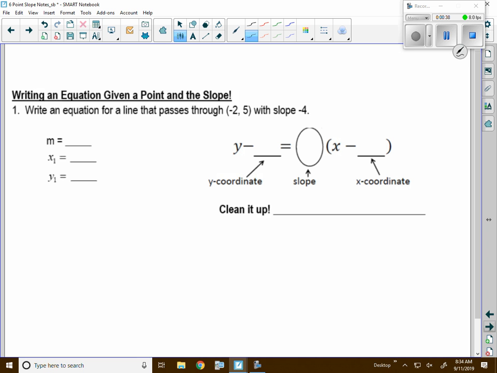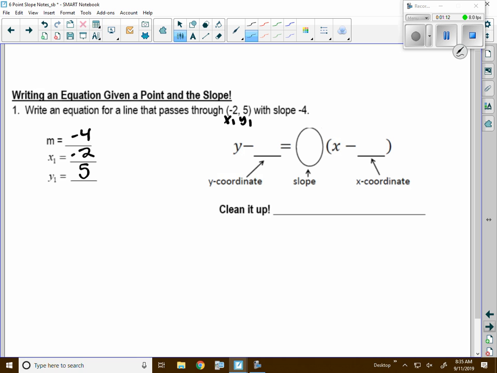So in here, we have the slope, which is still represented as m, and then x1 and y1 are going to be the numbers that are in your point. So here, let's just go ahead and label for the sake of labeling. x1, in this case, is going to be -2. y1 is going to be 5, and the slope that they give us is -4. So we're given everything we need to fill in our point slope form.